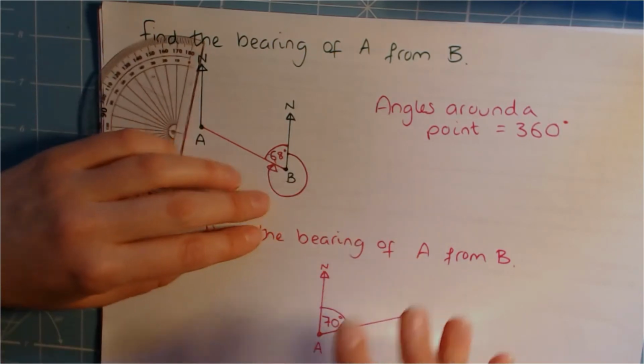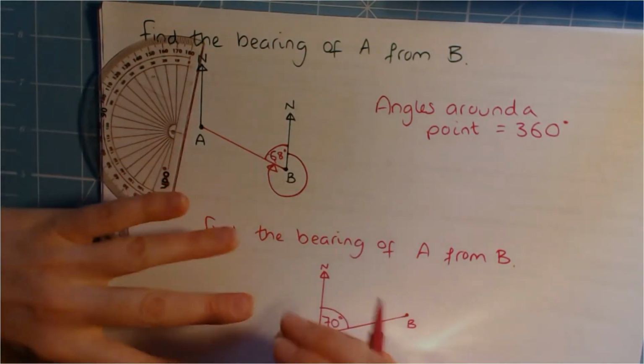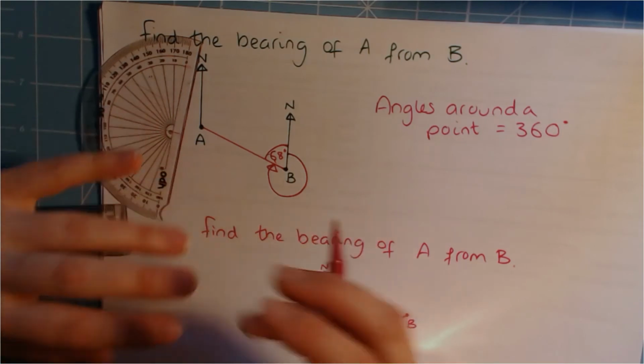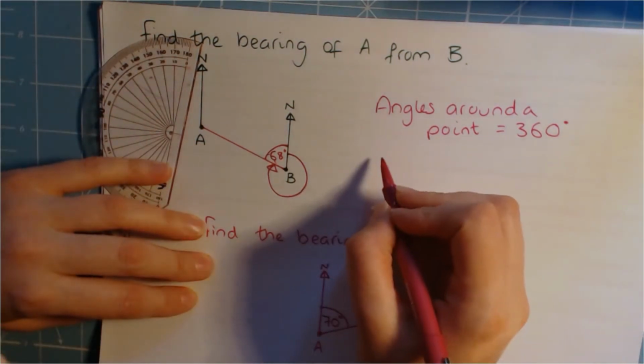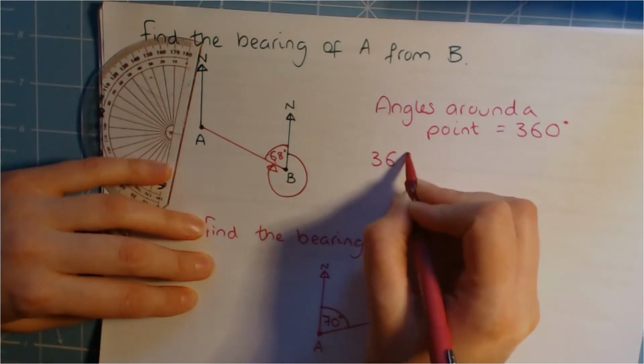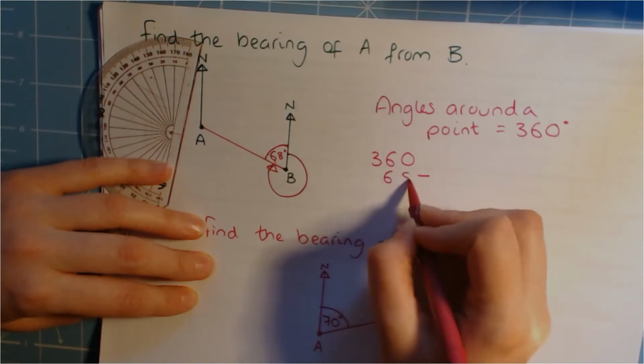Okay, and these do tend to be non-calculator, so try and get used to doing these. They're quite short sums, but these sums without a calculator. If you're going to do 360, subtract 68.